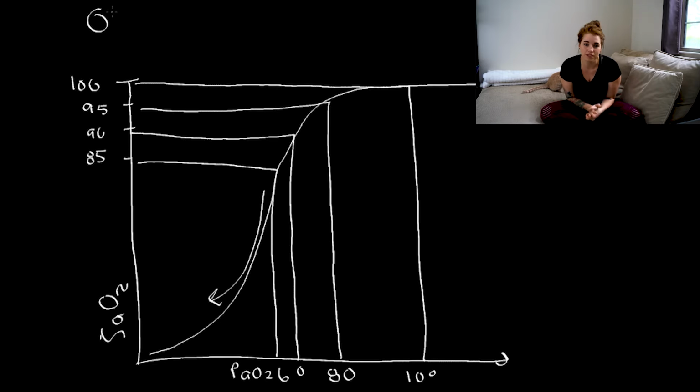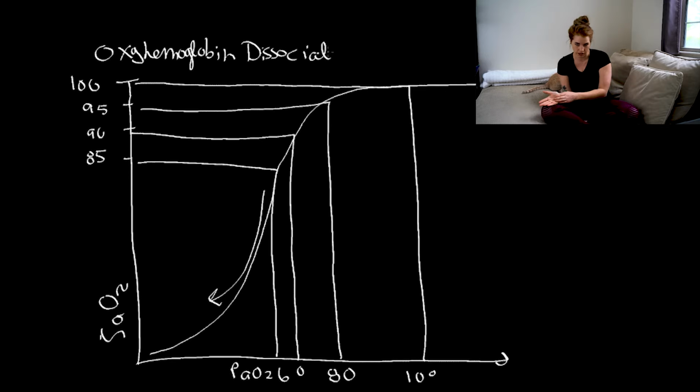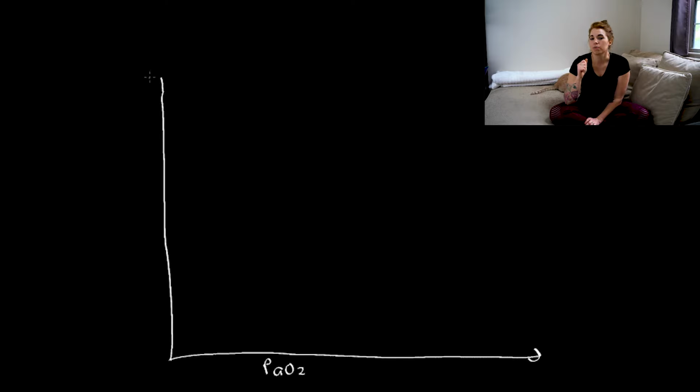The oxyhemoglobin dissociation curve plots the partial pressure of arterial oxygen on the x-axis against oxygen saturation on the y-axis. It has a sigmoid shape, which is important to remember because at high oxygen saturation, our partial pressure of arterial oxygen is also going to be high.